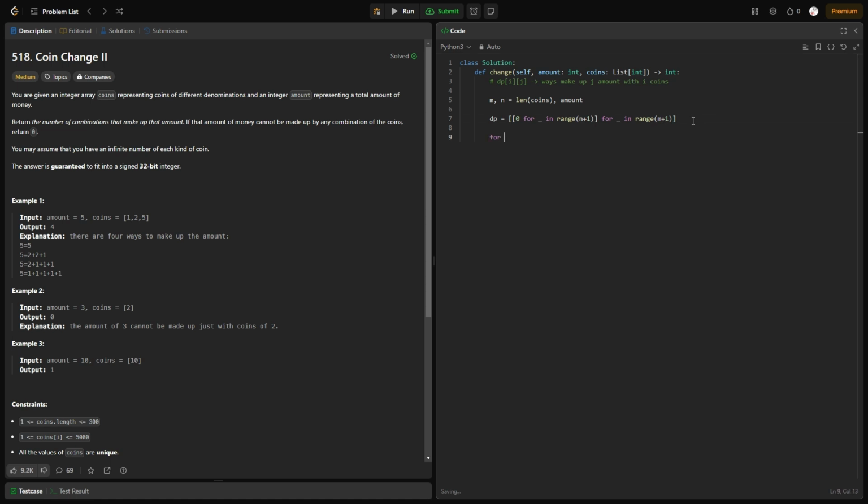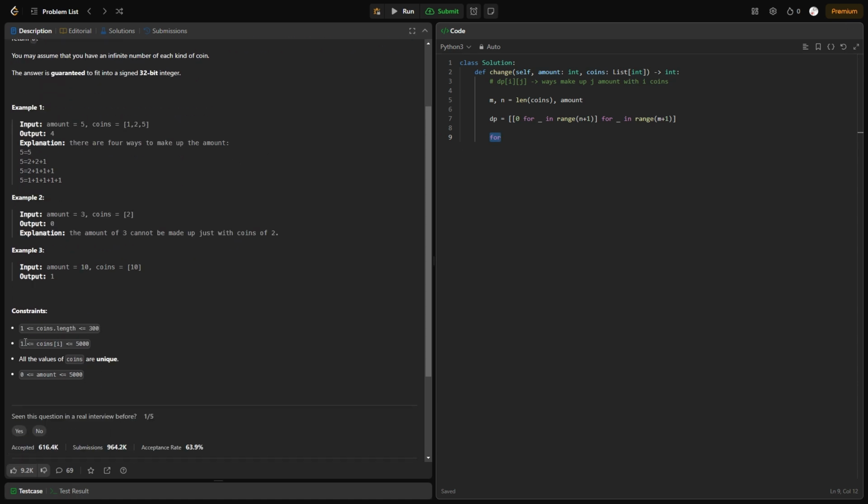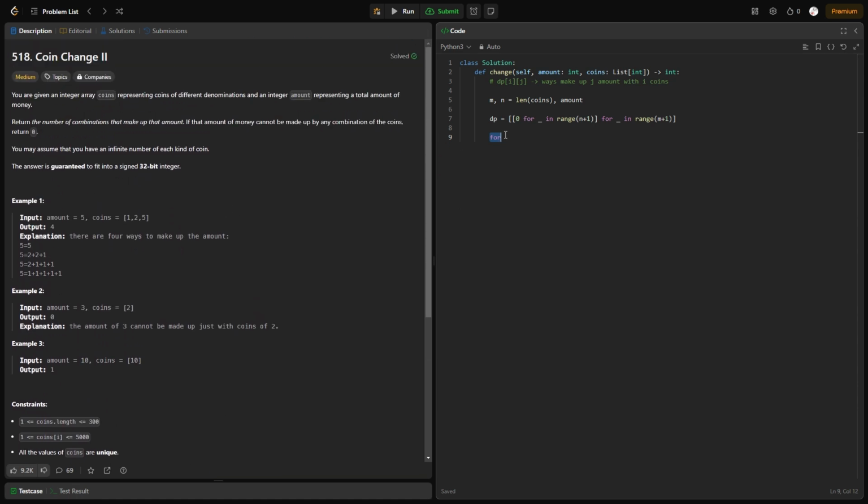So now we should know that we can create the value 0 with any amount of coins. So the first column of DP should always be 1, because there's always one way to make up $0, since the coins are all going to be positive valued. So for i in range m plus 1, for all the rows, we're going to set the first column of every row to be 1. So dp[i][0] is going to be 1.